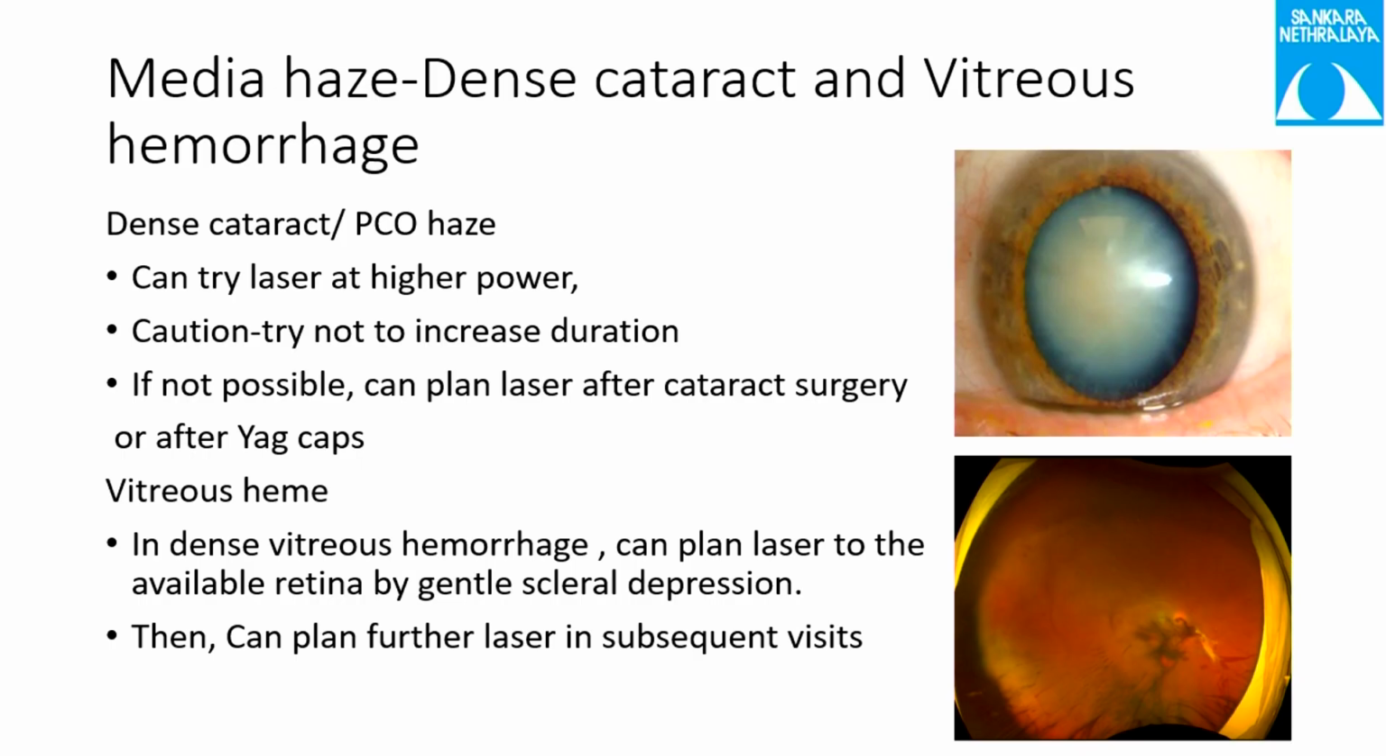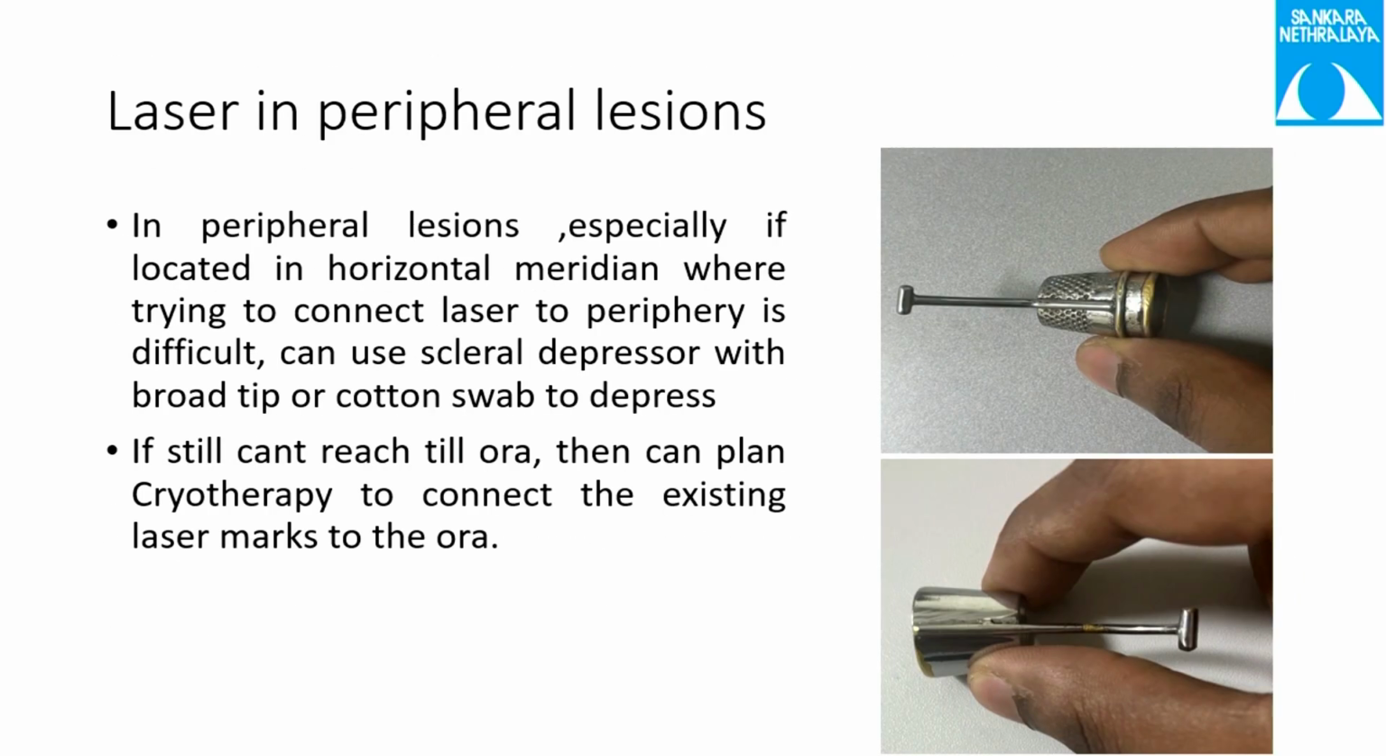In the presence of a dense vitreous hemorrhage, it is better to do laser in the periphery of the retina by gently depressing the sclera. Once you depress the sclera and try to disperse the vitreous hemorrhage, we might be able to see the retina and put a few burns over it. Try to do as much as possible by this technique. And in subsequent visits, once the vitreous hemorrhage comes down, we can plan further laser. If it's really not possible, then we can take up such cases for surgery.